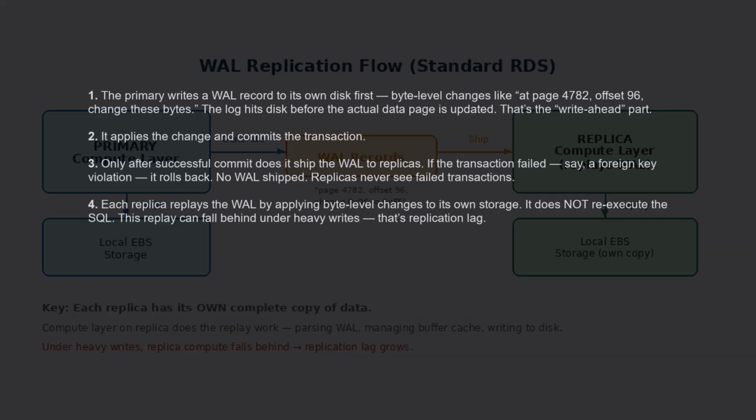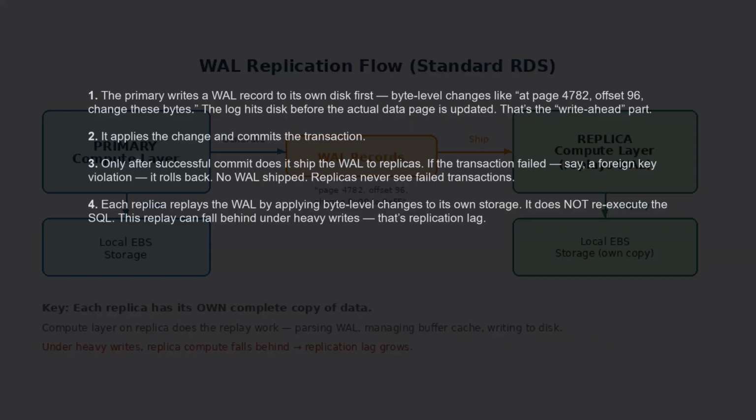Step 2. It applies the change and commits the transaction. Step 3. Only after successful commit does it ship the WAL to replicas. If the transaction failed, say a foreign key violation, it rolls back. No WAL shipped. Replicas never see failed transactions.